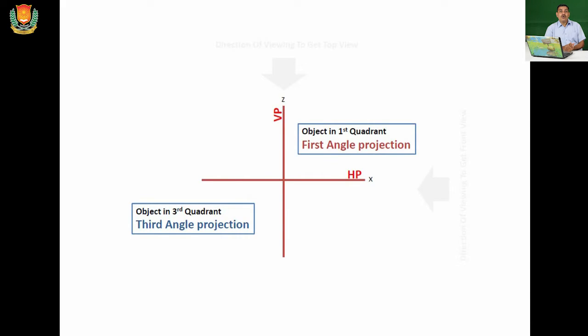object. So generally the second angle projection and third angle projection cannot be drawn in engineering drawing and graphics. So the remaining two projections, first angle and third angle, will be drawn in engineering drawing and design.